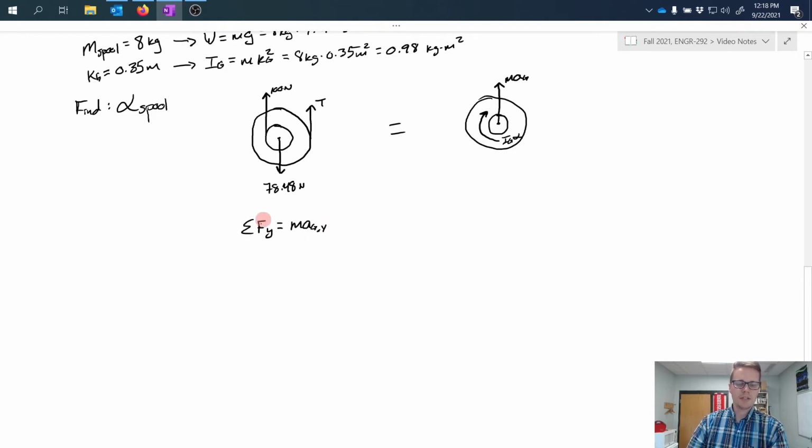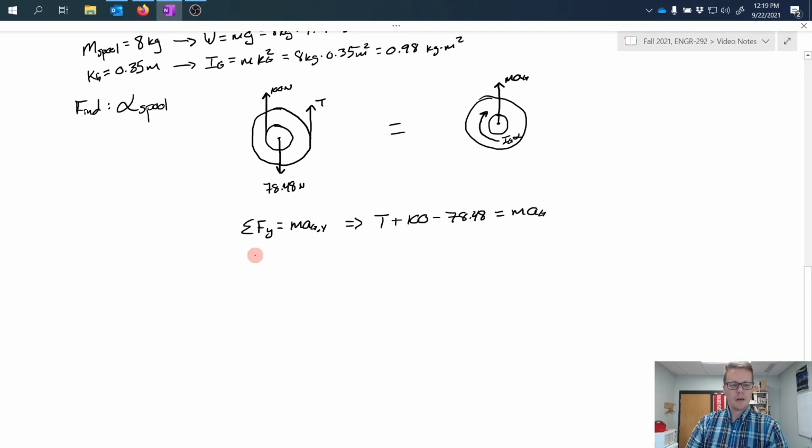And I'm going to set that equal to my mass times my acceleration, which again we have over here. Being consistent with my drawings then, I would write this out that I have T plus the 100 Newton force minus 78.48, taking into account all of my forces, equal to m a_G. All right, so I think I've got everything accounted for there.